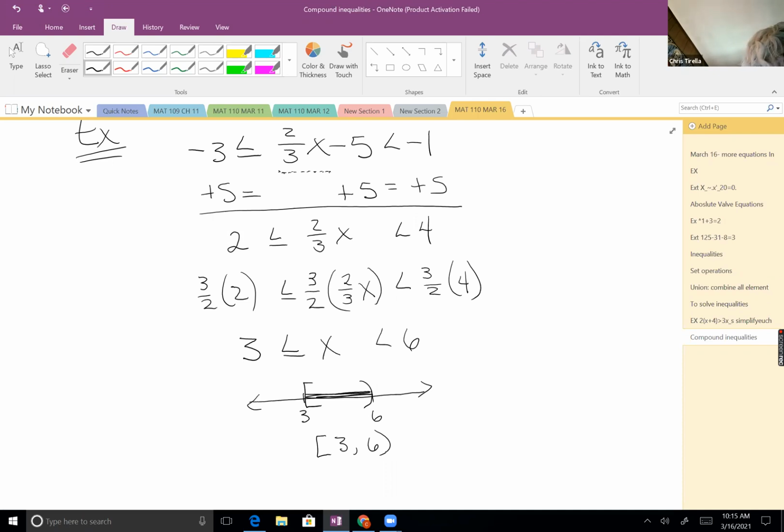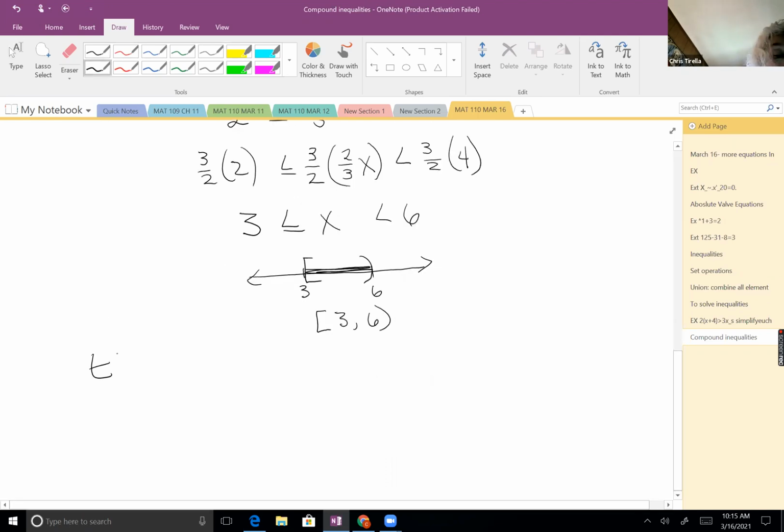How's it look? I'm going to be quiet and ask you folks to please solve the compound inequality. Let's look at 3 is less than or equal to 4x minus 3 is less than 19. And I'm going to give you folks a couple minutes to work on this one.